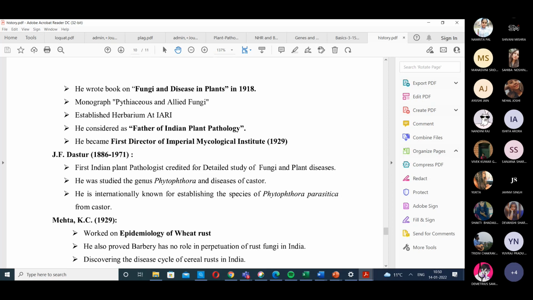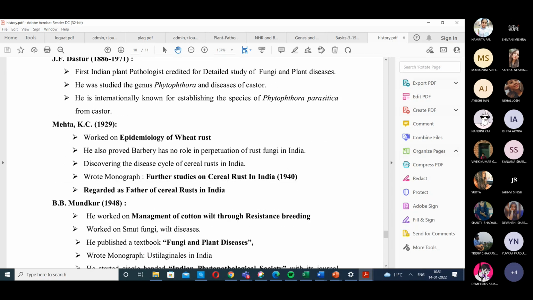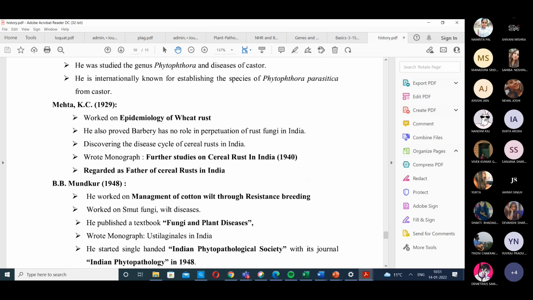Then we have J.F. Dastur. He was the first Indian plant pathologist who worked on fungi and plant diseases, and he established the species Phytophthora parasitica from the castor, right? Then K.C. Mehta, he worked on epidemiology of wheat rust and is regarded as the father of cereal rust in India. So he has done a lot of work on the cereal rust in India.